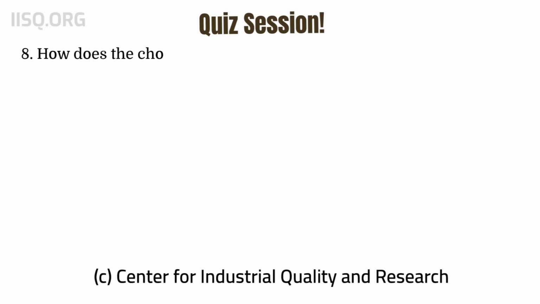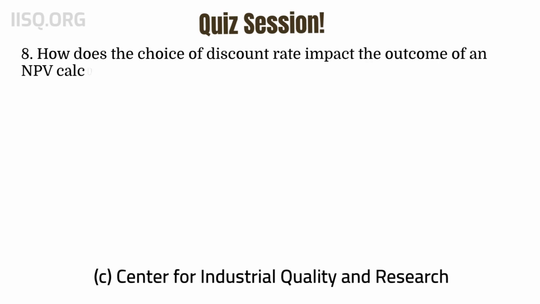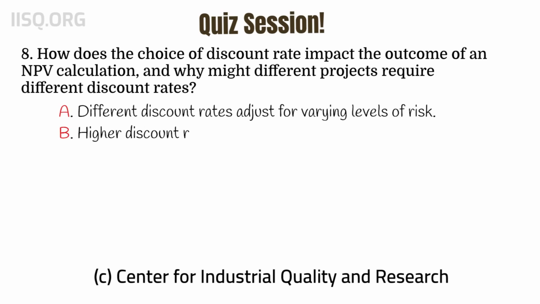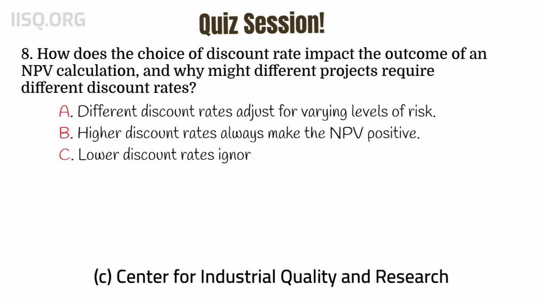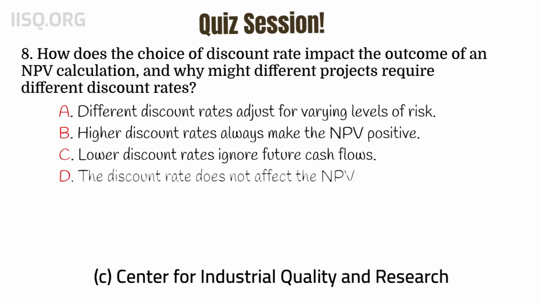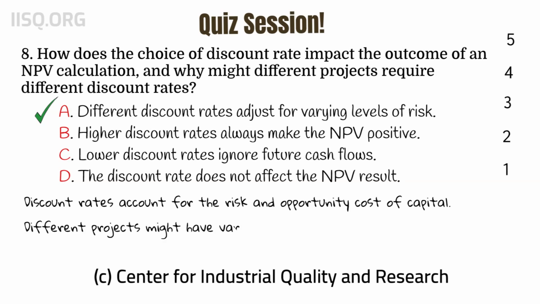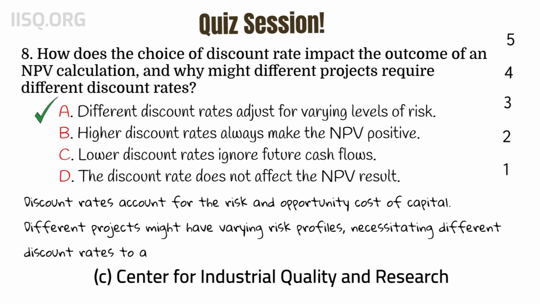Next, how does the choice of discount rate impact the outcome of an NPV calculation, and why might different projects require different discount rates? The options are: different discount rates adjust for varying levels of risk. Higher discount rates always make the NPV positive. Lower discount rates ignore future cash flows. The discount rate does not affect the NPV result. The correct answer is A. Discount rates account for the risk and opportunity cost of capital. Different projects might have varying risk profiles, necessitating different discount rates to accurately reflect their potential returns.